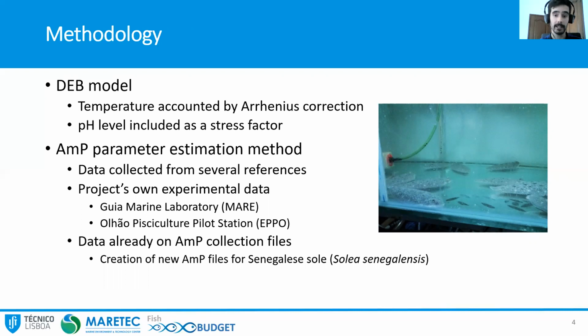The experimental data of the project came from two contributors, the JMoreira laboratory and the Olhão Pisciculture pilot station. For the Senegalese sole, new DEB2021 files have to be created since the species is absent from the DEB2021 collection.